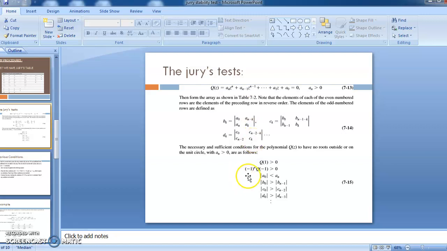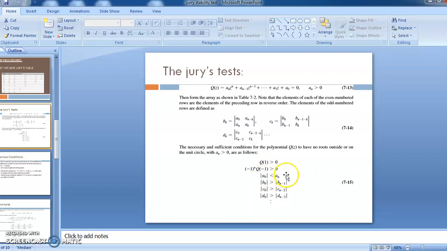Now what is the second condition? Second condition is minus 1 raised to power n, q of minus 1, right? This must be greater than 0. So here simply substitute z as minus 1 and multiply that resultant with minus 1 raised to power n, where n is the highest power of z present in the characteristic equation. Then if these two conditions are satisfied, we will have to check the other conditions.